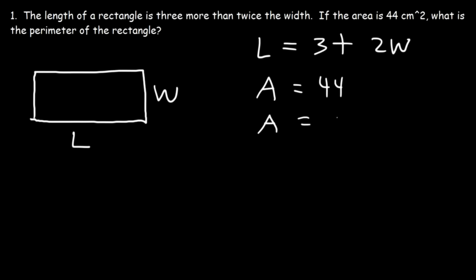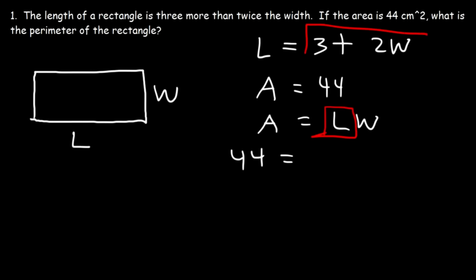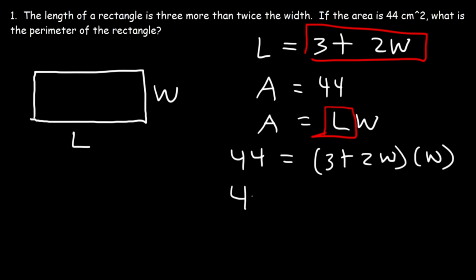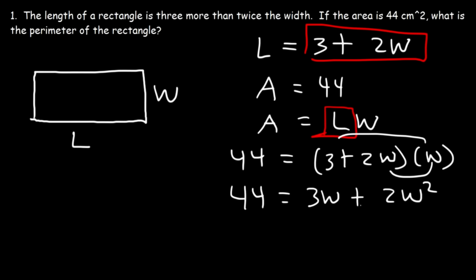The area, we know it's length times width. And what we can do, if we want to, is we can replace L with 3 plus 2W. So we can get the area equation in terms of W alone. So we got to solve this by substitution. So 3 plus 2W times W is equal to 44. Now let's distribute W. So W times 3 is 3W. W times 2W is 2W squared. Now let's move the 44 from the left side to the right side. So 0 is equal to 2W squared plus 3W minus 44.